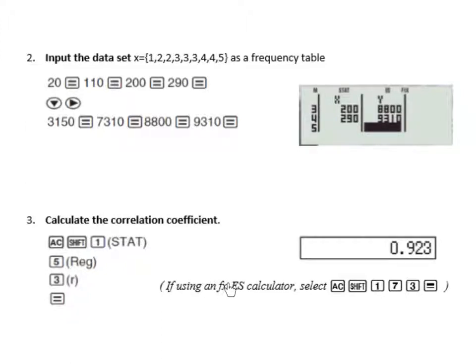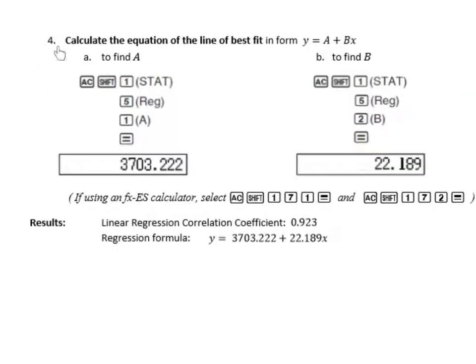If using an FX ES calculator, we select AC Shift 1 7 3 and equals, and we should get the same thing. Step 4. Calculate the equation of the line of best fit in the form of y equals A plus Bx. So A will be the y-intercept and B will be the slope of the line.